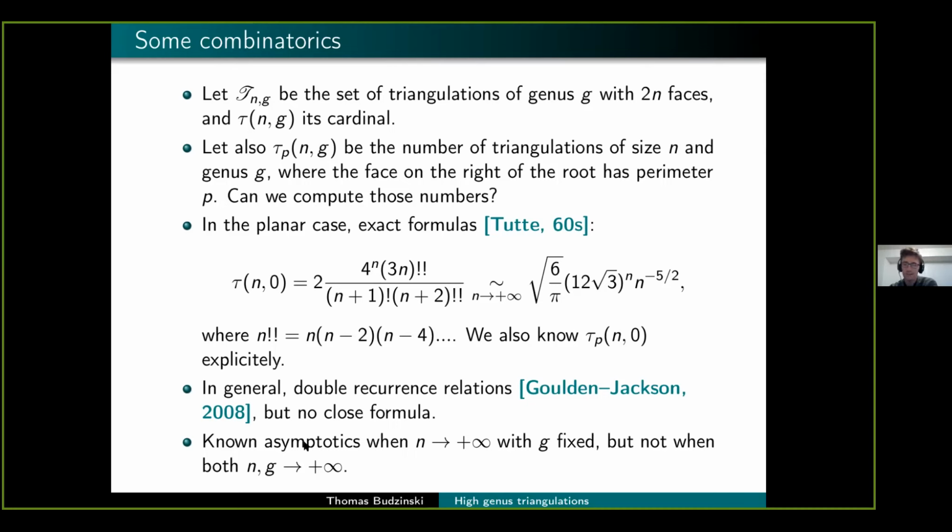But in practice, it's a little bit difficult to extract information from these. In particular, no closed formula is known for the number of triangulations of size n and genus g, and it's even a bit difficult to extract asymptotics. So it's possible to get asymptotics if the size goes to infinity, but the genus is fixed. So if the genus is non-zero, but still very small. But when both the size and the genus go to infinity, it's much more difficult, and we will see that this is a big problem.